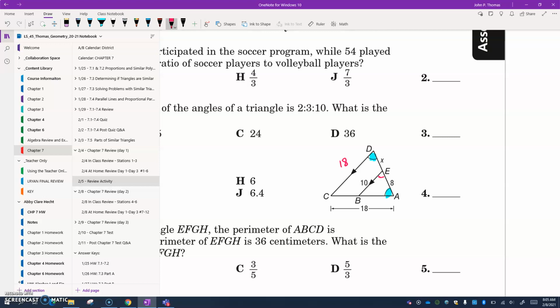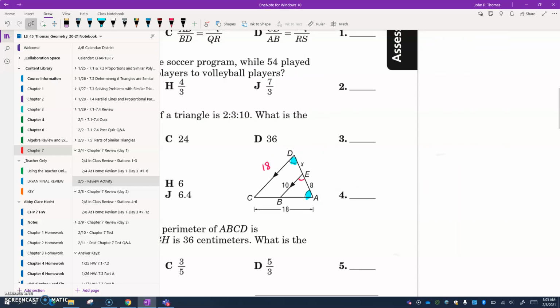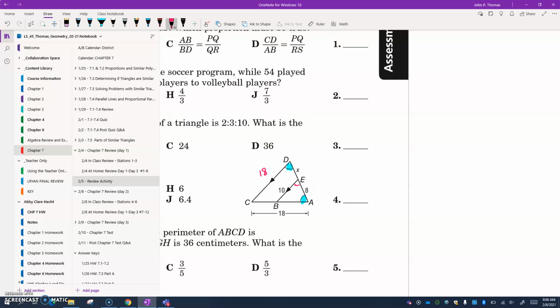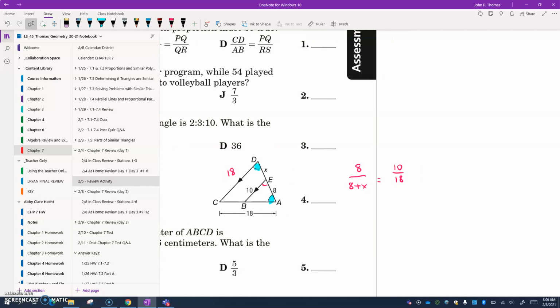Now, as soon as you see that, that's pretty much going to tell you the route to go on this problem. It's really easy to make bad assumptions on the problem. But as soon as we notice this is isosceles, we have 8 over 8 plus x equals 10 over 18, comparing small triangle to big triangle on both of them. So we'll cross multiply. We have 8 times 18 equals 80 plus 10x. We'll subtract 80 off both sides. So we have 8 times 18 minus 80 equals 10x.